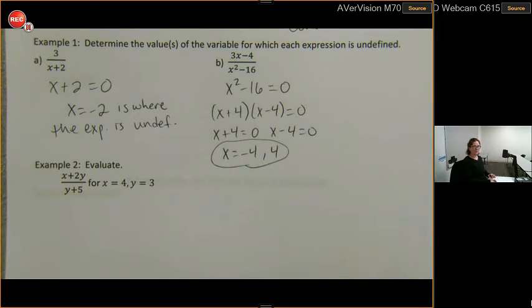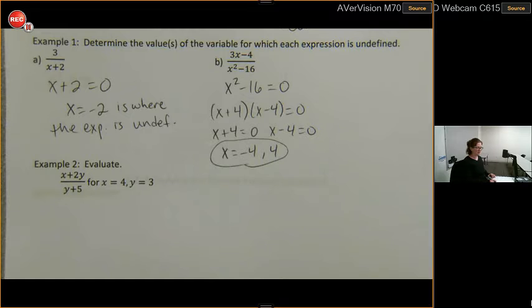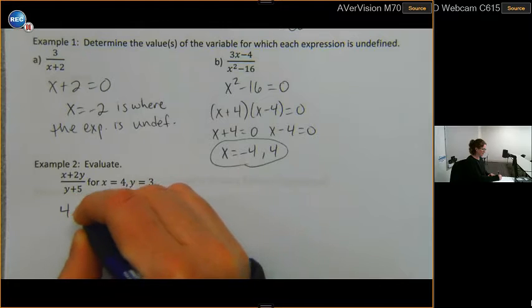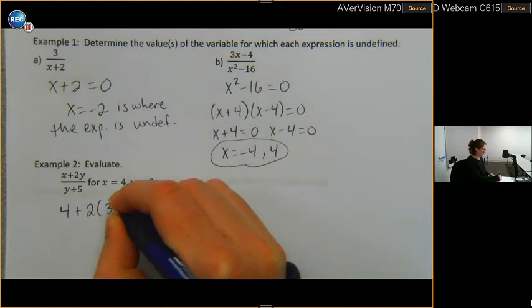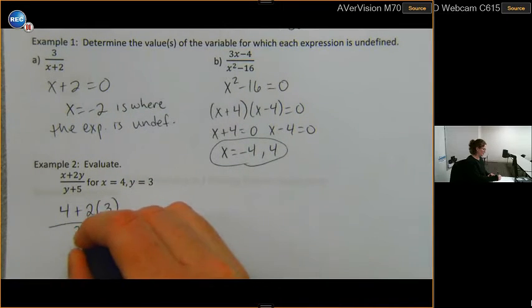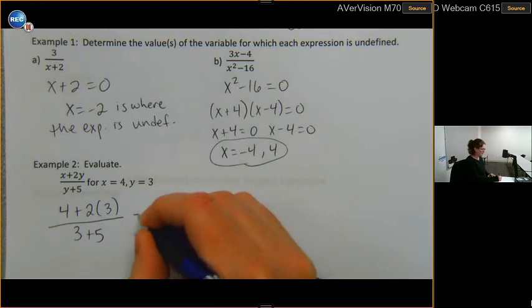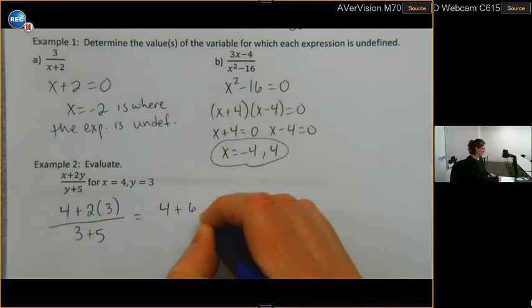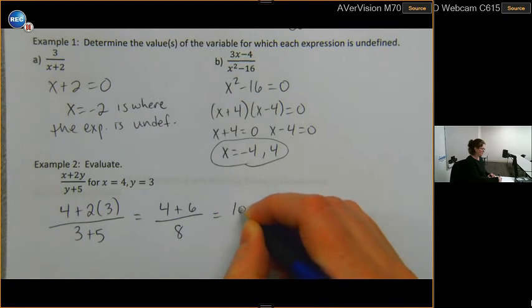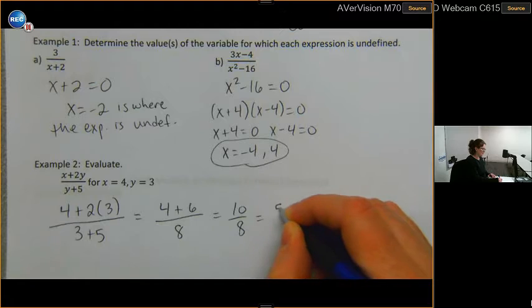Next, we're going to evaluate. Evaluate is just the same as it is in any other chapter that we've done so far. You're going to substitute the given values in the appropriate location and then simplify using correct order of operations and simplify the fraction.